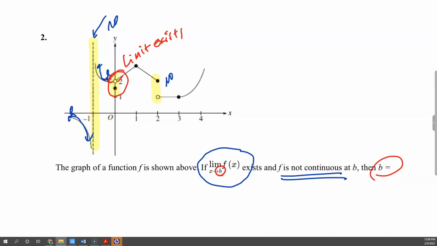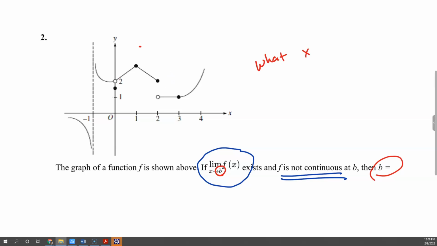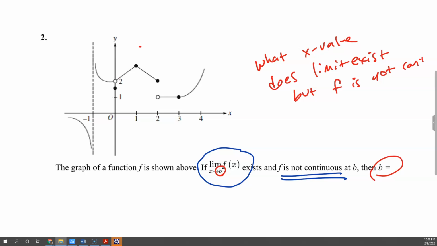Does that make sense? Okay, so basically, if I'm translating this statement right here, I'm saying, what x value does the limit exist, but f is not continuous? That's basically what that says in non-calculus words, right? Where does the limit exist, but it's not continuous?